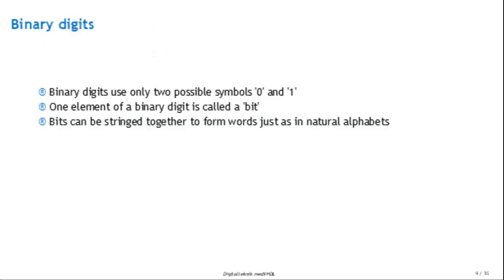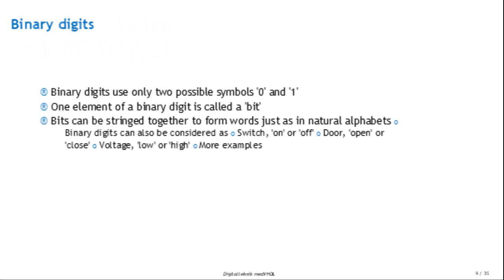Binary digits, or bits, use only two symbols, 0 and 1. Bits can be combined to form words, similar to how letters form words in natural languages. Bits can represent various states, such as on or off, open or closed, and high or low voltage. These combinations are the building blocks of digital communication.